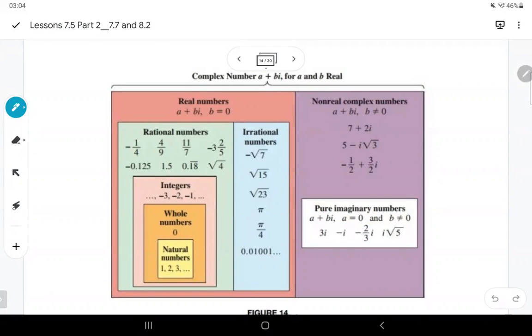I threw this in because we're supposed to talk about the different places that complex numbers are. So we have real numbers on the left, and you can see they start with natural numbers, whole numbers, integers, rational numbers, irrational numbers, and then real numbers where the b is equal to 0. So there's no imaginary part. Complex numbers, b is anything but 0. Here are some examples. And then pure imaginary numbers fall in here.